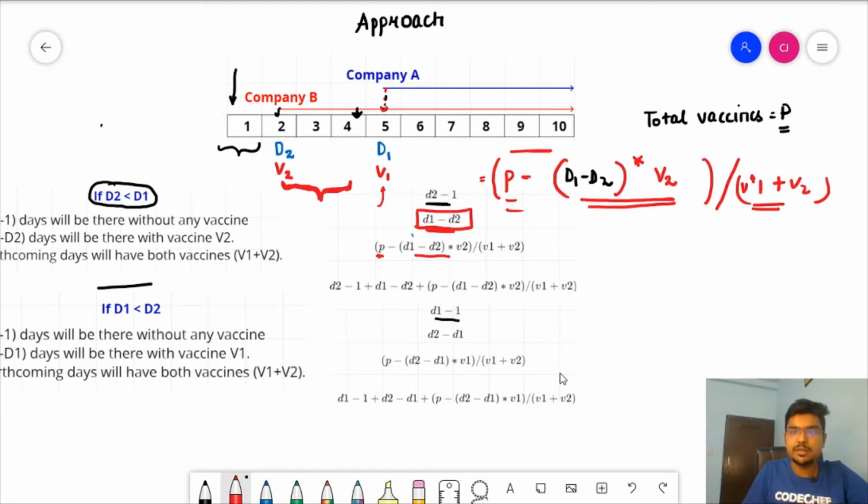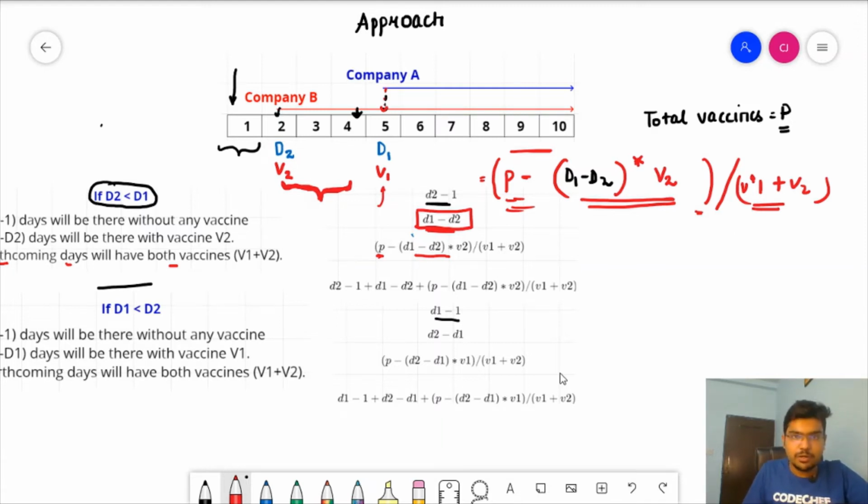So we'll divide the remaining vaccines by the number of vaccines produced each day, so it will give the number of forthcoming days. So this is how the third point comes: the forthcoming days will have both vaccines, V1 plus V2, and we'll divide by V1 plus V2. I will divide the remaining vaccines by V1 plus V2. So this will give the number of forthcoming days.